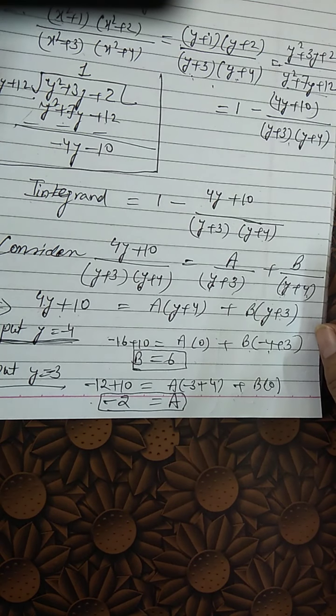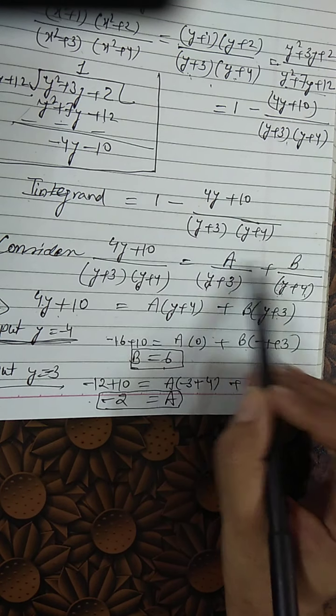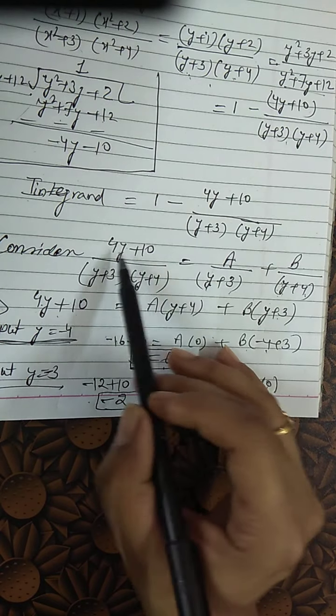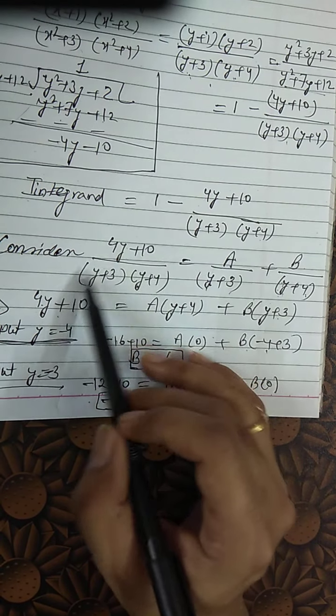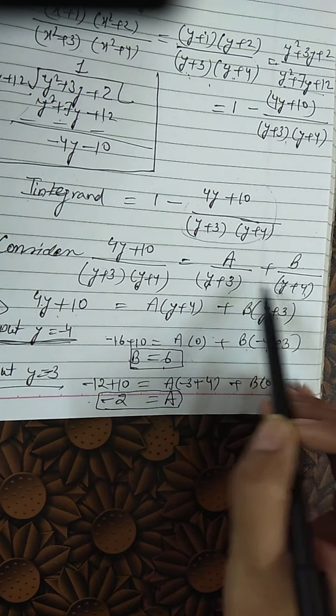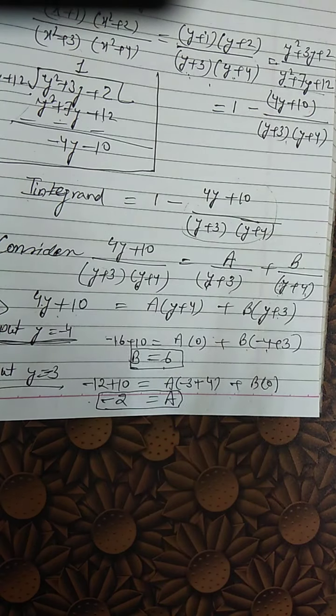Now, we have to put these values of a and b where? Here, a will be minus 2, b is 6. For this thing, that means for 4y plus 10, this function will get replaced by the sum of these two partial fractions. Okay, so let me take you to the next page with all these things.